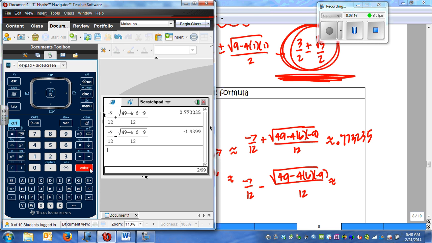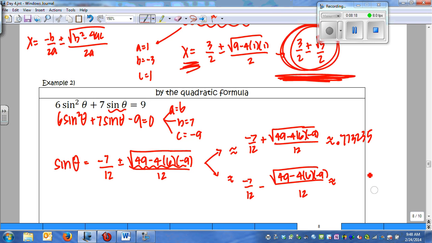This one, negative 1.9399. This one should jump out at you as not being a possible sine. This number that's less than negative 1 cannot be the sine of an angle. Therefore, our answers are going to come strictly from this sine value.